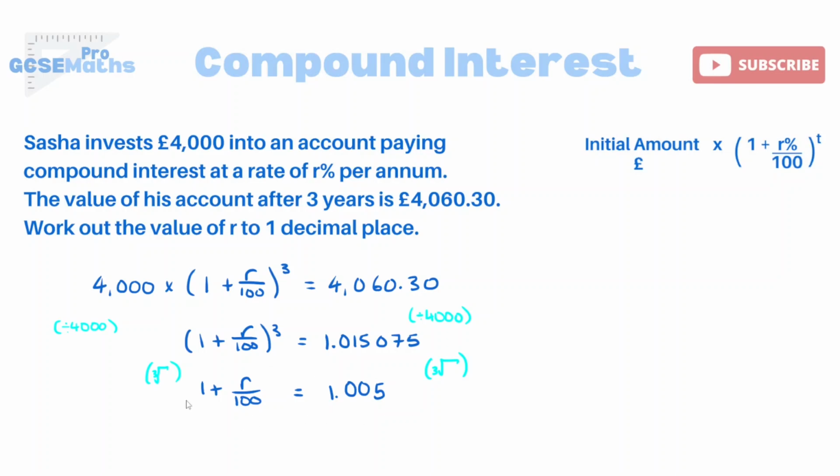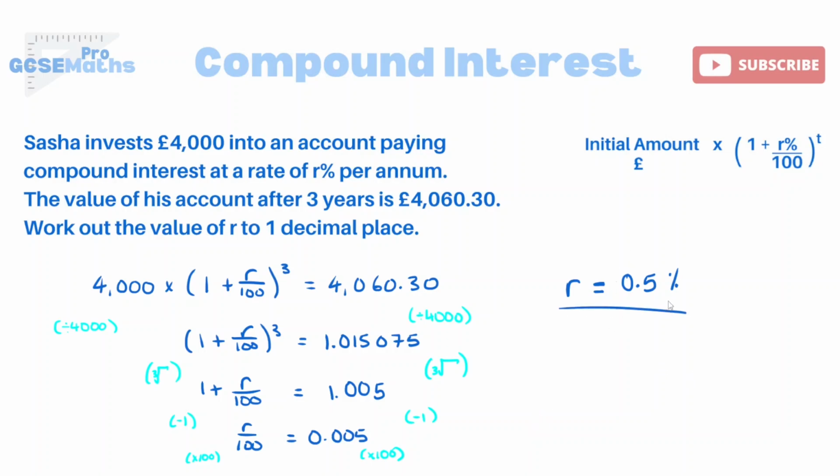Okay, now it's pretty straightforward. I'm obviously just going to subtract 1 and then times by 100. I get r over 100 is equal to 0.005, and then I will obviously have to times by 100. I'm just going to put it over here, so that gives me r is equal to, and if we times this by 100, we get 0.5, and that's now in percentage format. So it says leave it to 1 decimal place. I already rounded it over here, but effectively that's what you would get. 0.5% was the rate of interest. So that is your answer.